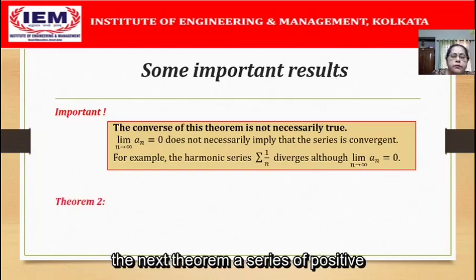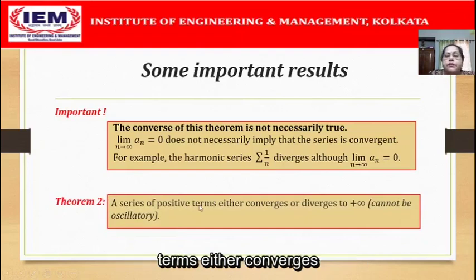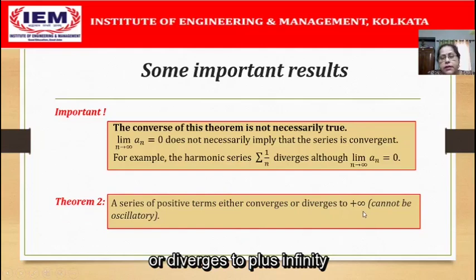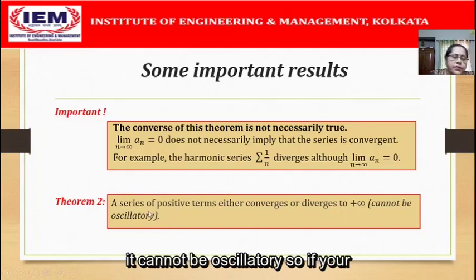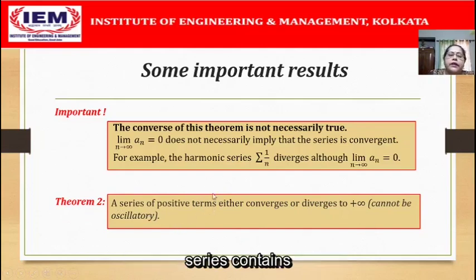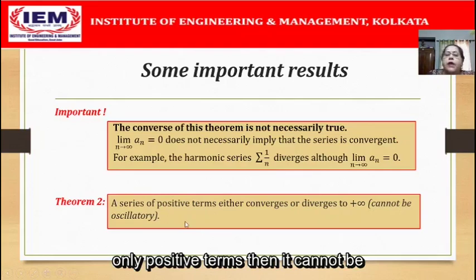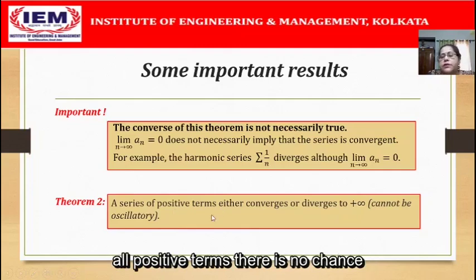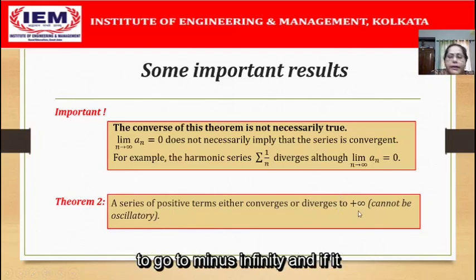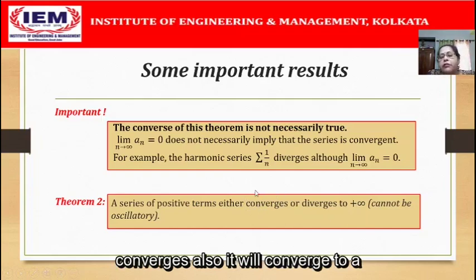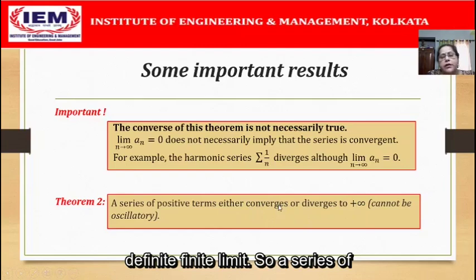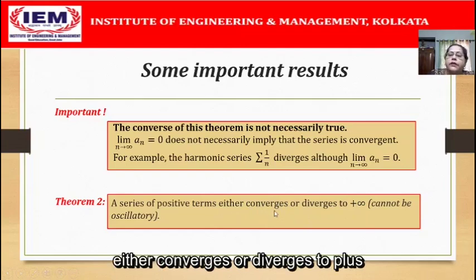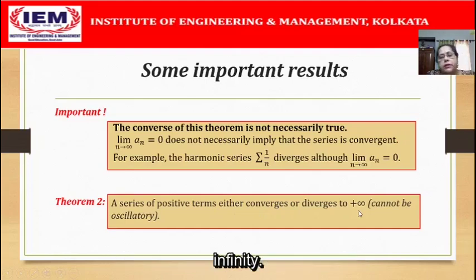The next theorem: a series of positive terms either converges or diverges to plus infinity. It cannot be oscillatory. So if your series contains only positive terms, then it cannot be oscillatory. Now, of course, because it contains all positive terms, there is no chance to go to minus infinity. And if it converges also, it will converge to a definite finite limit. So a series of positive terms either converges or diverges to plus infinity.